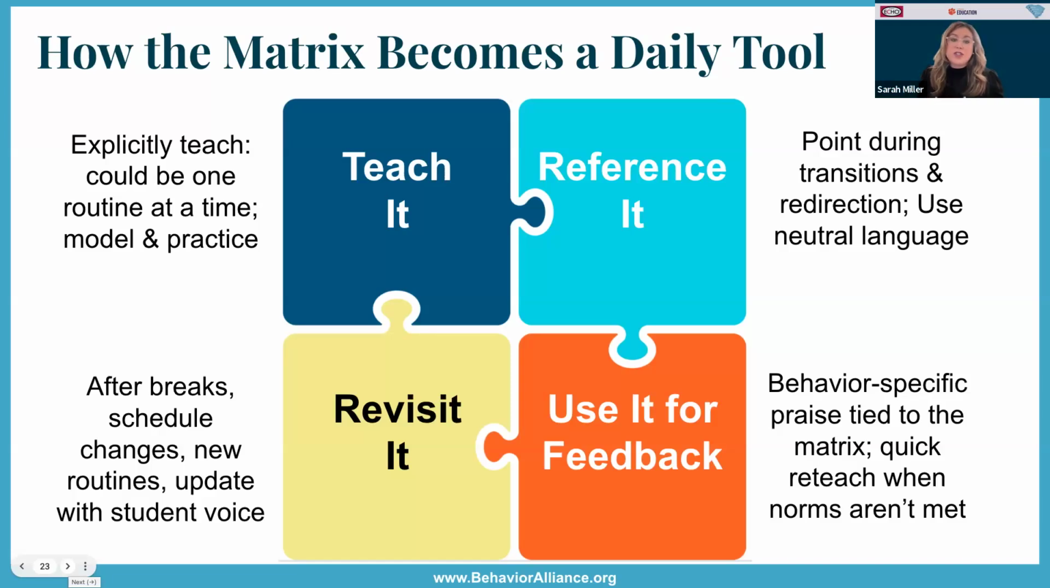You can explicitly teach maybe one routine and one norm at a time, modeling and practicing, pointing during transitions and redirection, but also using neutral language. We don't want it to always feel punitive. And using it for feedback, so that behavior-specific praise can be tied directly to the language in the matrix, and we can have quick reteaching moments when those norms aren't met. And then, of course, we want to revisit the matrix after breaks, after schedule changes, new routines, and even update it with student voice.